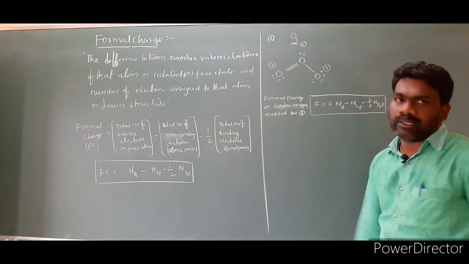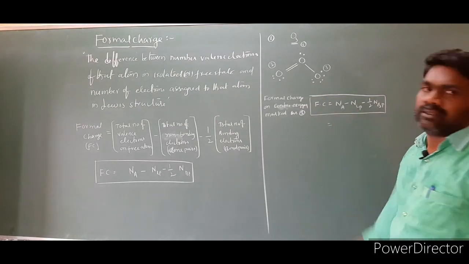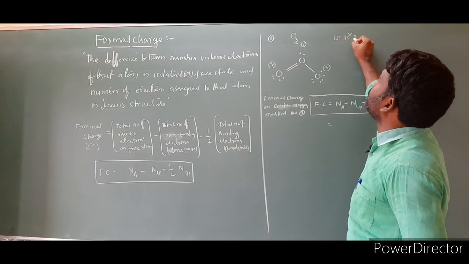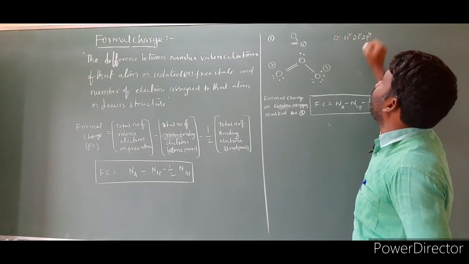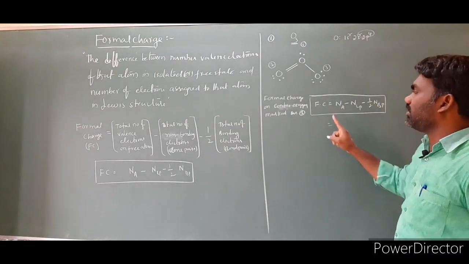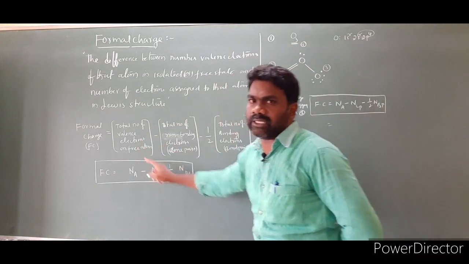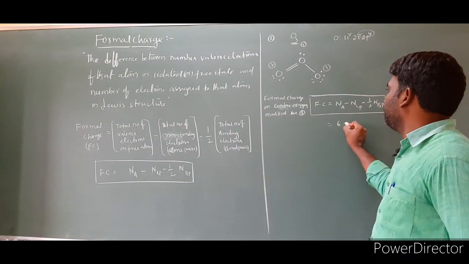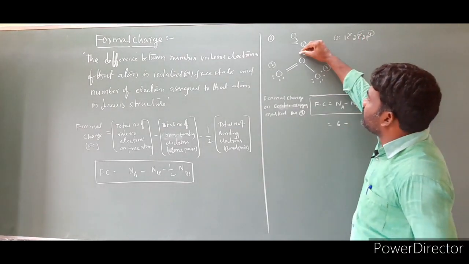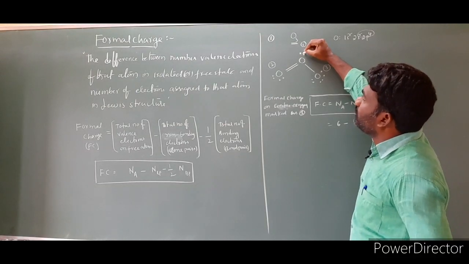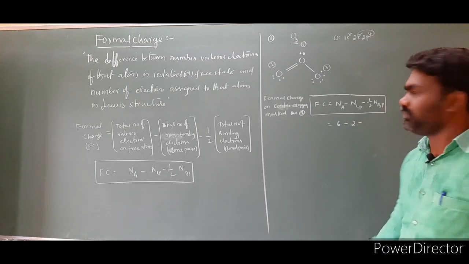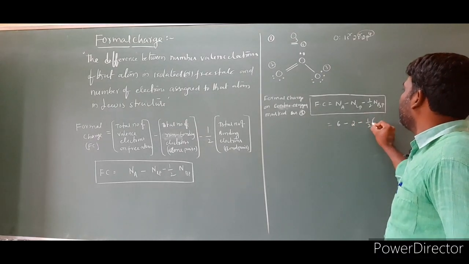I already wrote it there. Na is the number of electrons in the free atom. So what is the oxygen electron configuration? 1s2, 2s2, 2p4, isn't it? Number of electrons in the valence shell: 2 plus 4, that is equal to 6. Number of valence electrons in the free atom is 6. Minus the number of lone pair electrons on this center oxygen: 2 electrons.